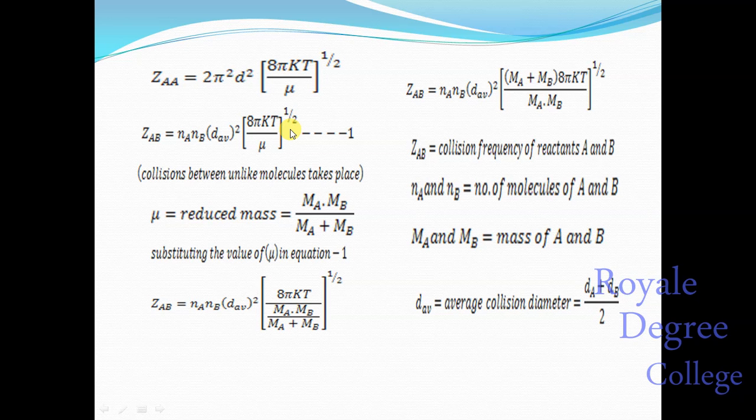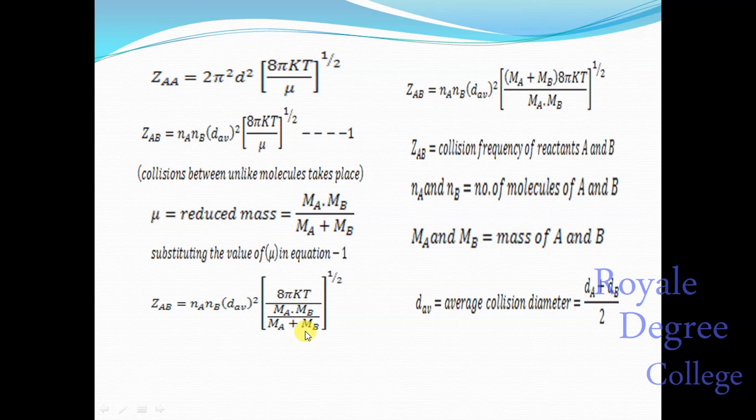Now the collision between unlike molecules takes place. So mu is equal to reduced mass. Mu is nothing but reduced mass. Its value is equal to Ma into Mb divided by Ma plus Mb, that is the mass of reactant A multiplied by the mass of reactant B, divided by the mass of reactant A plus the mass of reactant B. If we divide these two, we will get the value of mu, that is nothing but reduced mass.